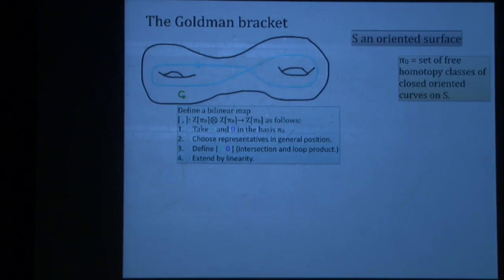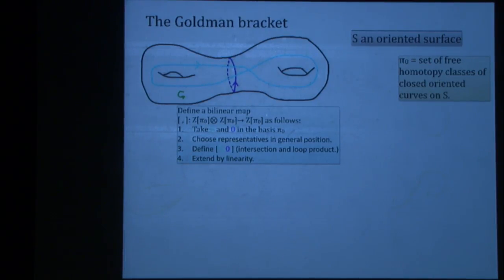Let me grab this. So if I want to define a bilinear map on these linear combinations, it's enough to pick two elements of the basis and tell you the value of my map on these two elements of the basis, and then you can extend by linearity. So this is what we're going to do. We're going to pick two elements, and we're going to pick one representative of each element. So the blue is one representative of my first element. The light blue is another representative of my second element.